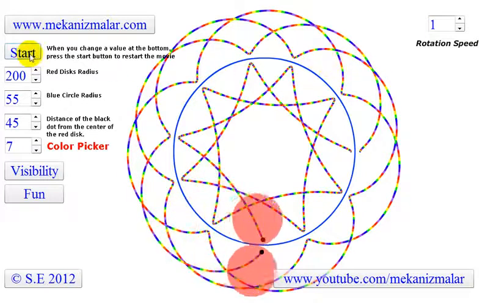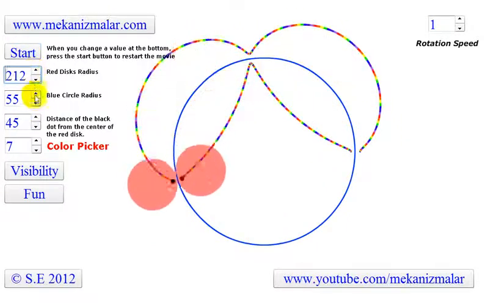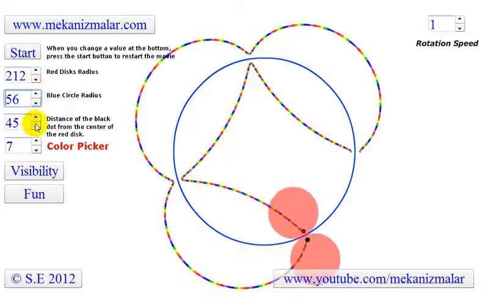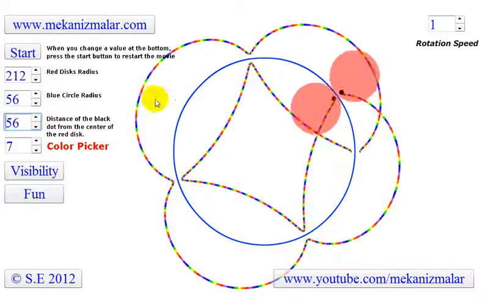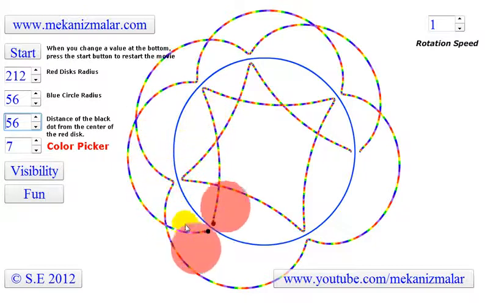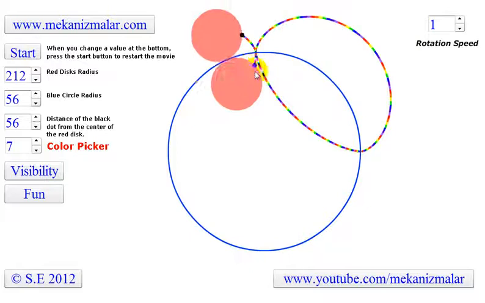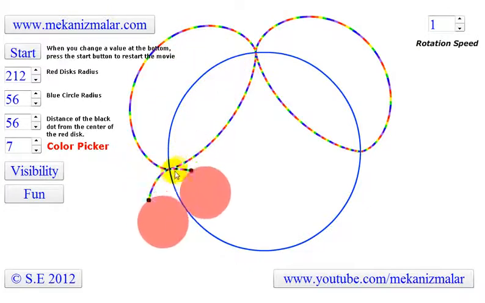In this video, we're going to discuss how to generate roots pump lobe profiles. What you see here are two small red discs. One red disc is rotating inside of a large blue circle and the other outside of it. Each red disc has a black dot attached to it. Those dots create plane curves.